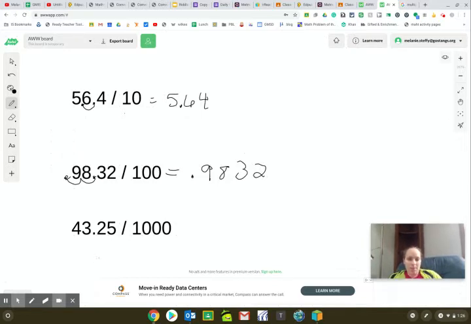And then this last problem, I have 43 and 25 hundredths divided by 1,000. So I'm dividing by 1,000, which means my place values are shifting 3 place values to the right. So I'm moving my decimal 3 places to the left. And remember, if I only have 2 digits there, in order to shift it one more time, I need to put a 0 in front of the 4. So decimal point 0.04325. So hopefully this little review is a refresher of some things we did a couple months ago.